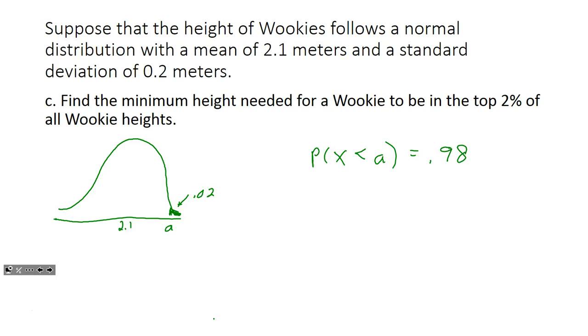And I won't bother going to the calculator this time because I already showed you how to do that inverse norm. I recommend you do it on your own to make sure you're in good shape with this. A will turn out to be 2.51. That would be in terms of meters, so only 2% of the Wookiee population would be 2.51 meters or higher. Okay, that ends this lesson. Good luck to all of you.